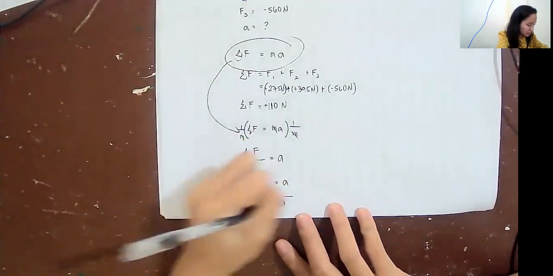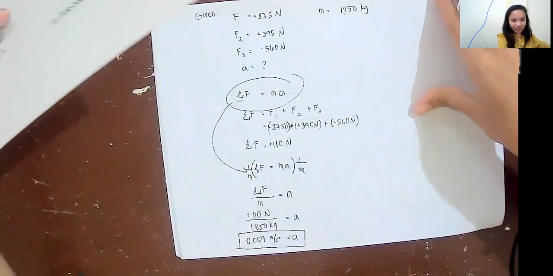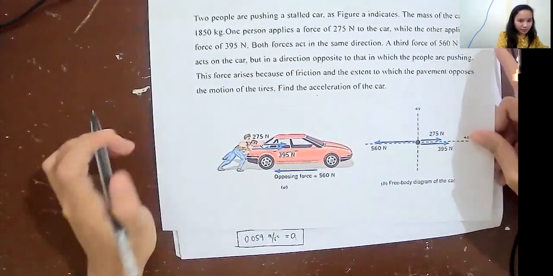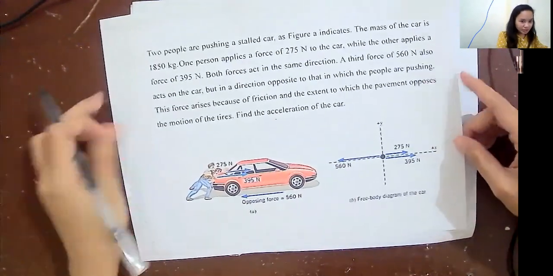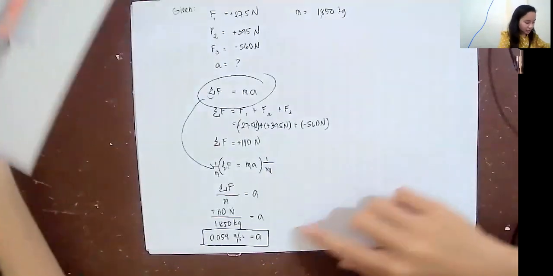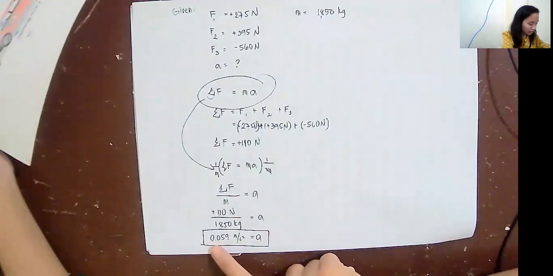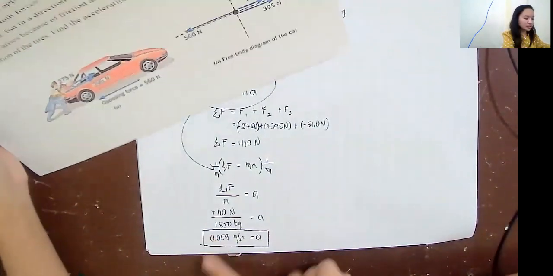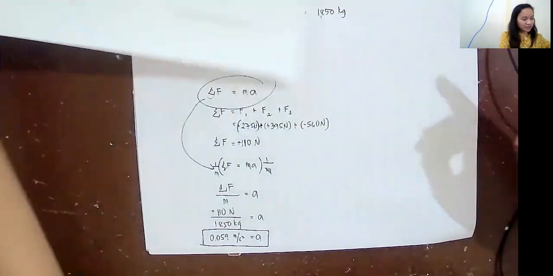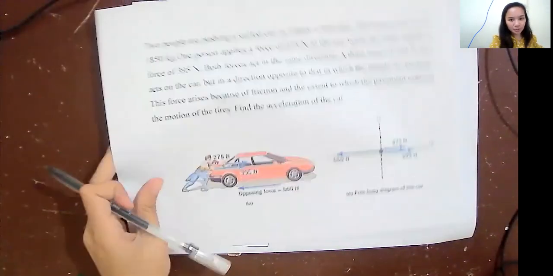So this is now the answer for our problem number 1, or our first example. So this is now the acceleration of the car. So take note, the acceleration is positive. Okay? We just did not put time in it. So this is the acceleration of the car. Yes, so that's the answer for our first problem.